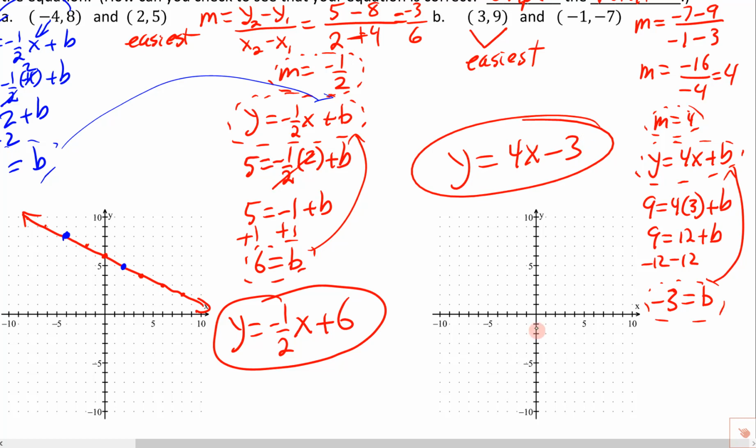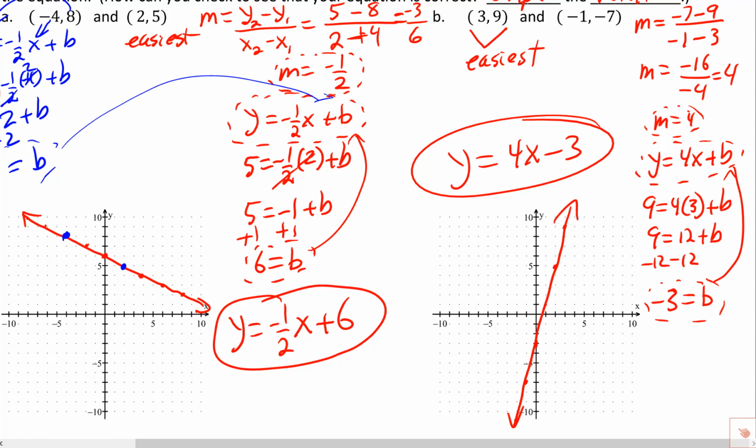We are going to graph this. It crosses at negative 3, slope of 4, so rise 4, run 1, rise 4, run 1, rise 4, run 1, down 4, back 1, down 4 and back 1 would put me about right there. Draw as nice a line as we can. I should get that line tool out, but we're good here.